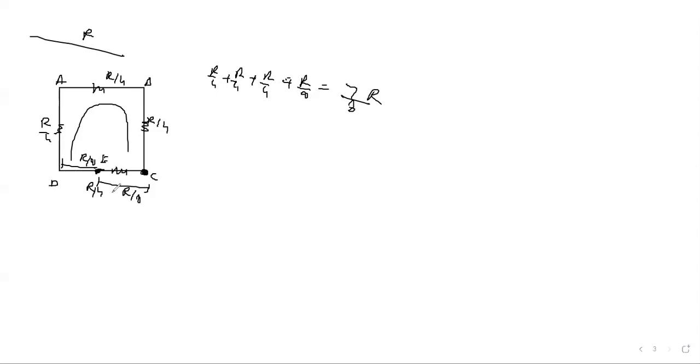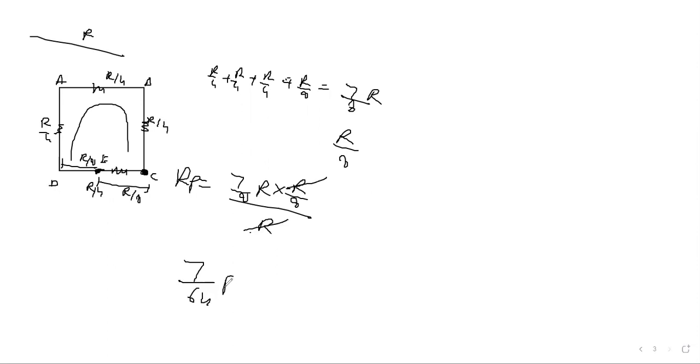Now this resistance and the resistance here, R by 8, are in parallel. So let's find the net resistance Rp. 7 by 8 of R into R by 8, and the addition of this simply becomes R by R, it becomes R only. So this gets cancelled, and we get 7 by 64 times R, and this matches correctly with your second option. So the second option is the correct answer for this question.